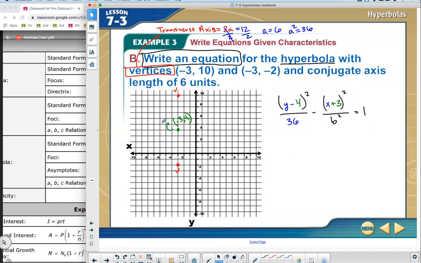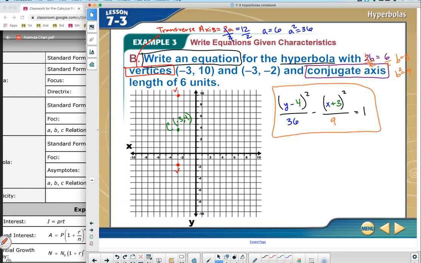So the transverse axis, by the way, has a length of 6 units. Now it says conjugate axis. All right, word association. Conjugate axis. What should you think of when you hear conjugate axis? 2b. It says 2b equals 6. If 2b equals 6, that means 1b equals 3. And if 1b equals 3, then b squared would equal 9. So 9 would go into the problem right there, and this would be our equation.